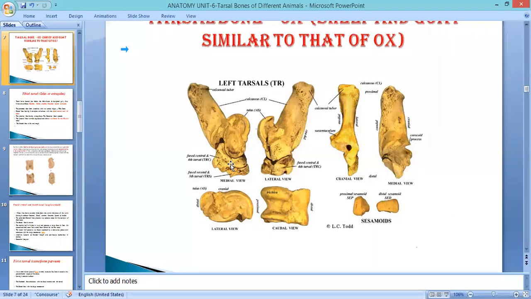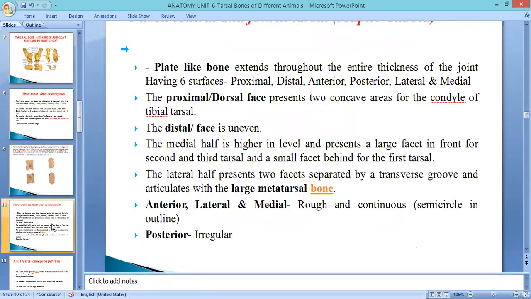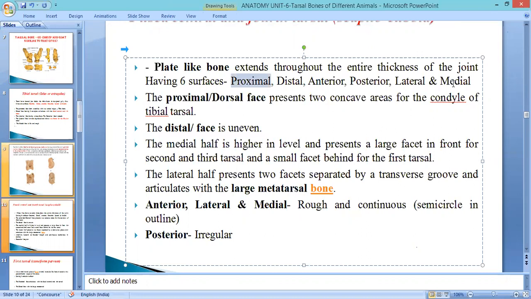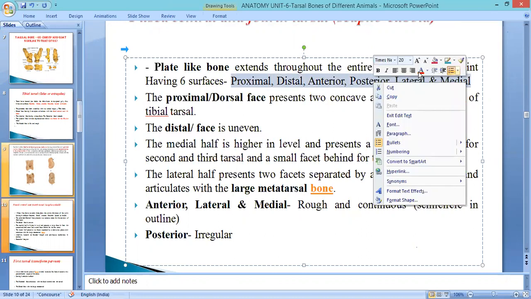So if anybody asks what the central plus fourth fused tarsal is, sir, it is the third largest bone of this tarsal series, located below the tibial tarsal and fibular tarsal and above the second plus third fused and first tarsal. And for description, it also contains six surfaces like the tibial tarsal.